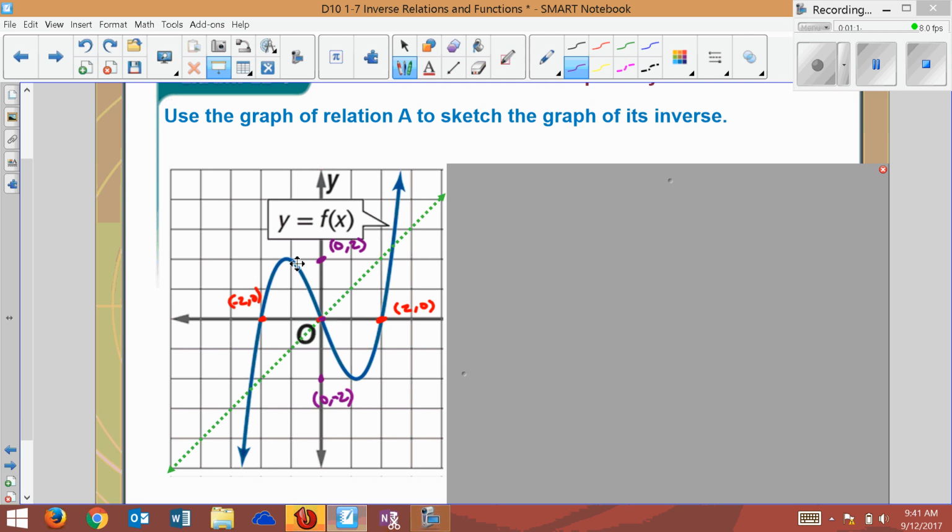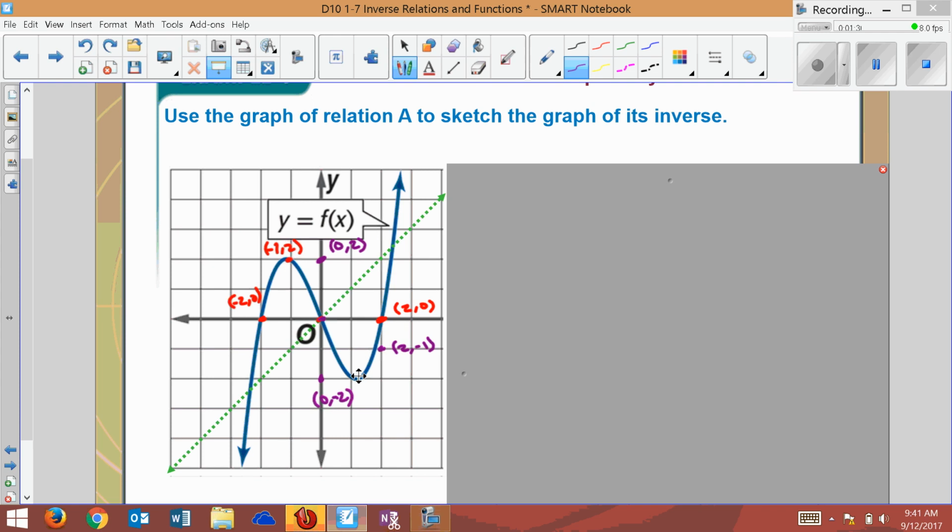This point is almost, I'm just going to, for the sake of time, act like it is exactly -1, 2. So it would reflect and become, I keep saying reflect, I'm sorry, these two would swap and become 2, -1. So 2, -1, we'd have that point there.